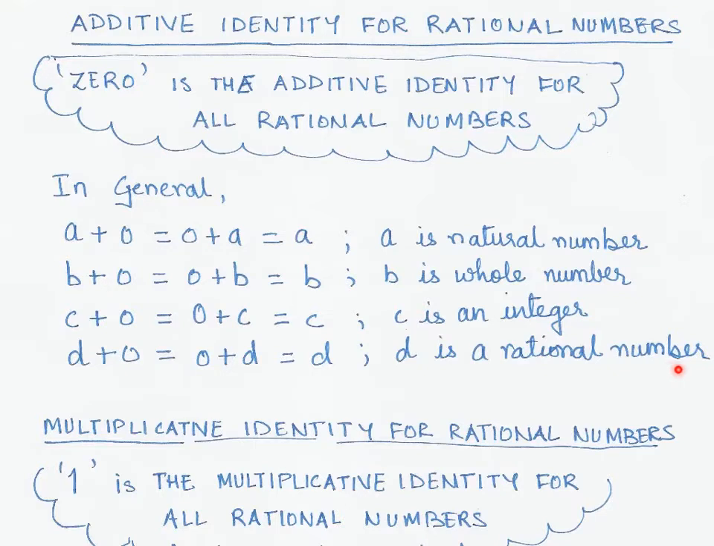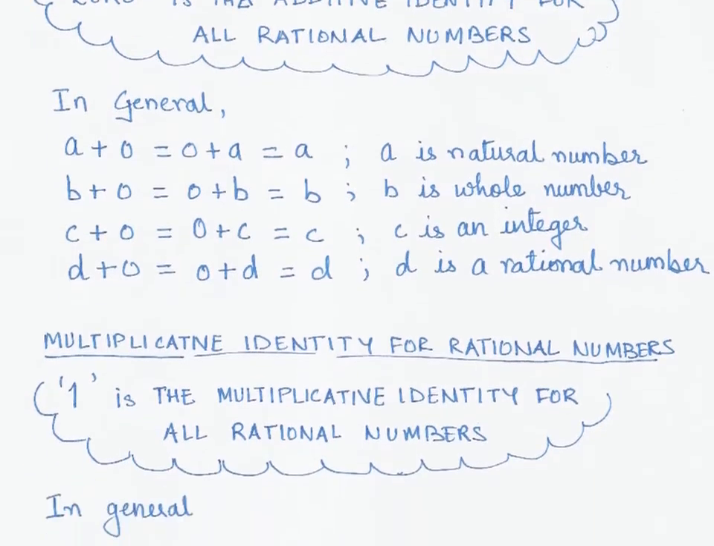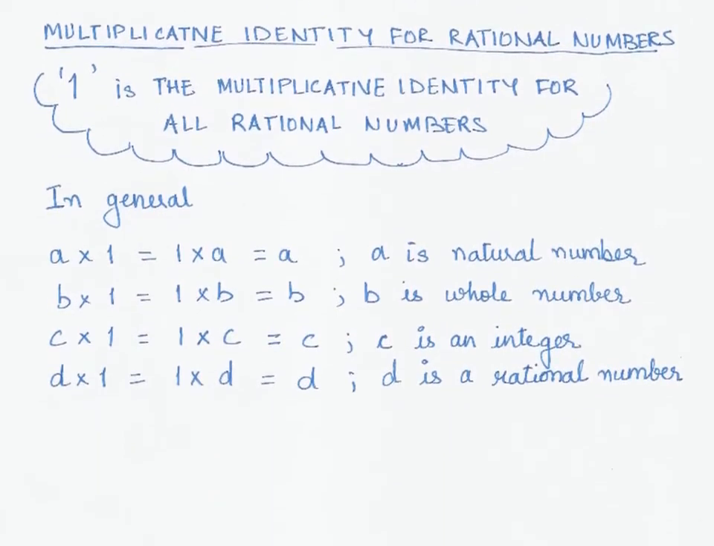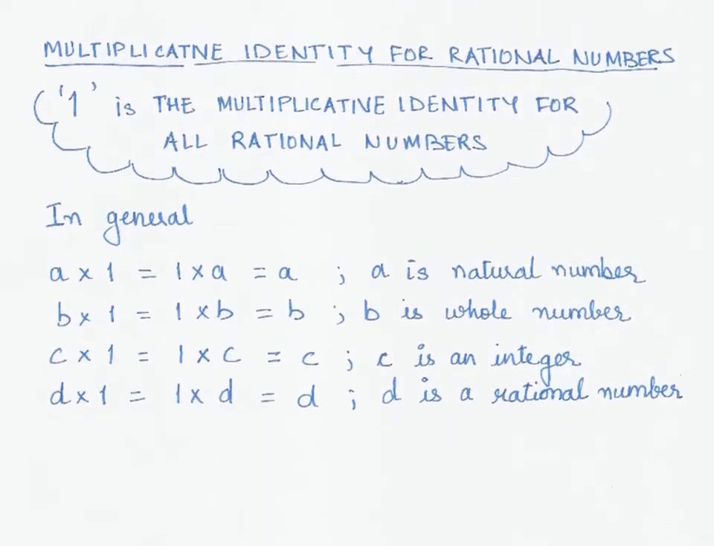Now, the way in which we have an additive identity, we also have the concept of a multiplicative identity. Multiplicative identity simply means: what do I multiply with a rational number to get that rational number back? Multiplication by the multiplicative identity does not lead to any change in the result. And the answer in this case is very intuitive. The multiplicative identity for rational numbers is the number 1. 1 is the multiplicative identity for all rational numbers.